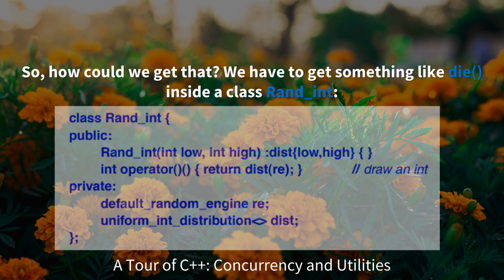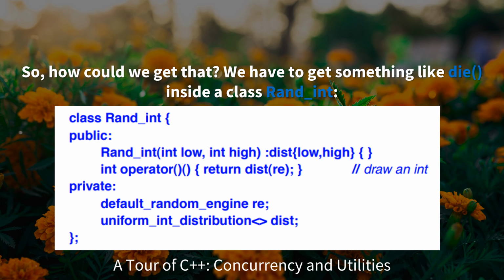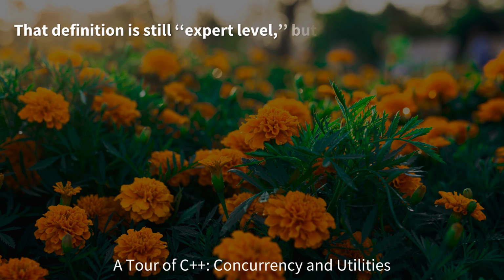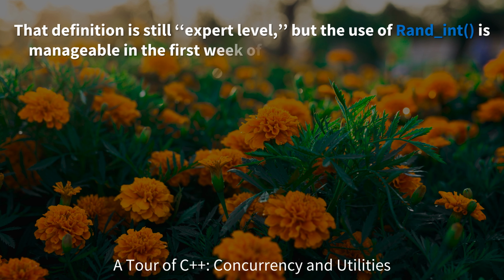class Rand_int { public: Rand_int(int low, int high) :dist{low,high} { } int operator()() { return dist(re); } // draw an int private: default_random_engine re; uniform_int_distribution<> dist; }; That definition is still expert level, but the use of Rand_int is manageable in the first week of a C++ course for novices.